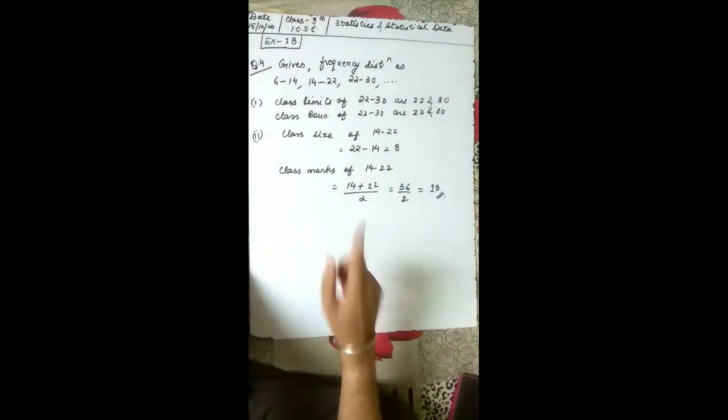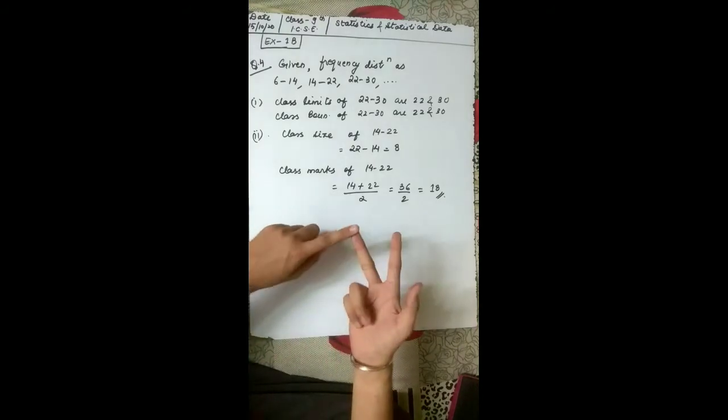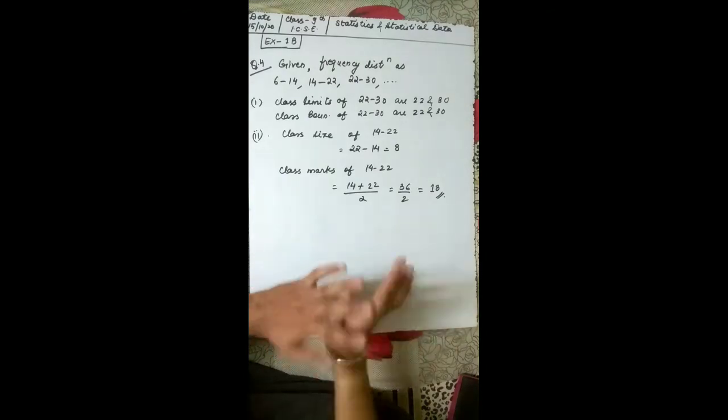I explained yesterday that for overlapping intervals, your class limits and class boundaries are the same, and for non-overlapping ones, we will see later. Don't worry.